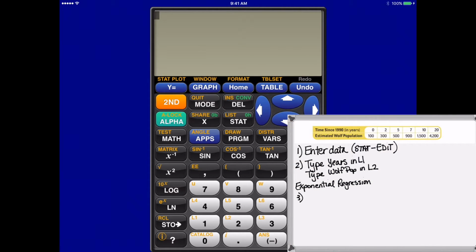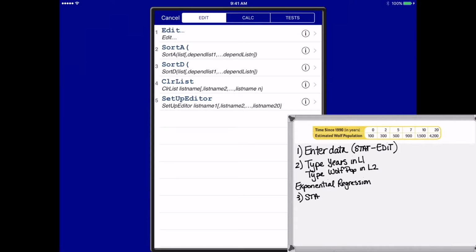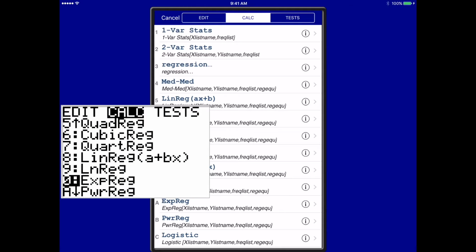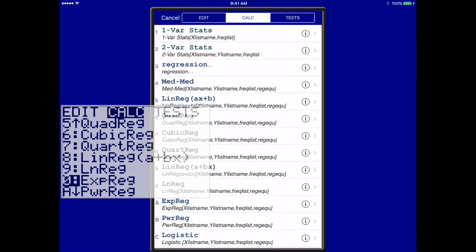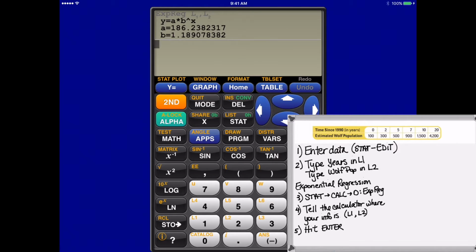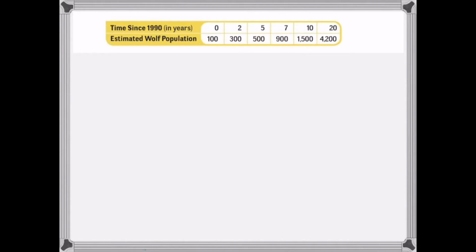So we can hit the Stat key, go to Calc, and you are going to scroll down on your calculator. It will be listed as 0 ExpReg. On mine it's A. So it comes up on my main screen, and then I have to tell it where my information is. My years are in list 1, and my wolf population is in list 2. And we're going to hit enter. Now we have our A and B values to fill into our y equals equation.